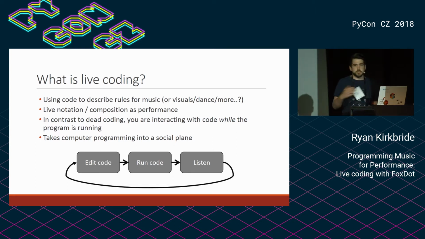In contrast to traditional software engineering, or what we sometimes refer to as dead coding, you're interacting with code while the program you're writing is running. So rather than writing your program, saving it, and possibly compiling it, deploying it, running it, what have you, it's all happening at the same time. And you have this creative feedback loop where you are changing your code, running some of it, listening to the output generated, and then reacting. And that might be changing something, taking something out, adding something new, and then this feedback loop just continues until you decide to end the performance. And that's, in a nutshell, what live coding is all about.